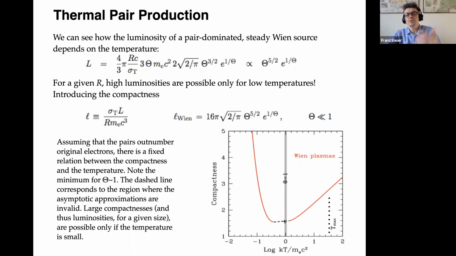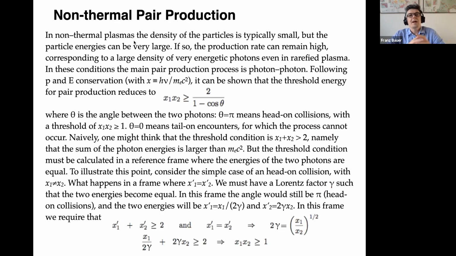For a fixed luminosity, what that means is that the compactness will go down. So that means that the size for a fixed luminosity will be increasing, if that makes any sense. But basically to have a large compactness, you can only really do that when you have relatively low temperatures. Okay, so that's one regime where we can talk about this pair production.